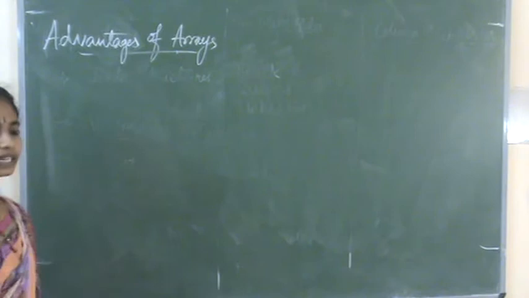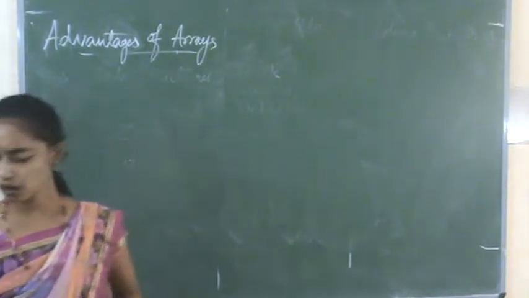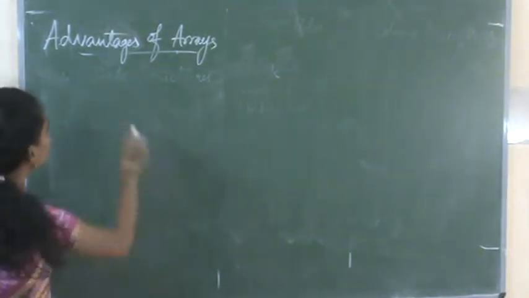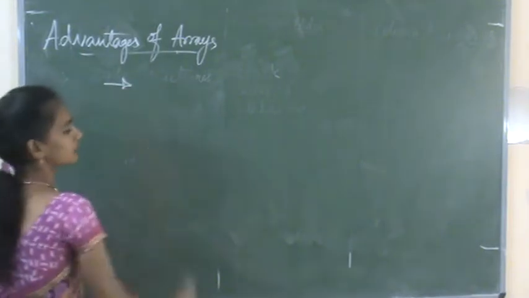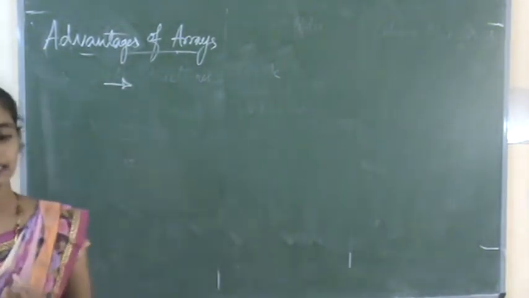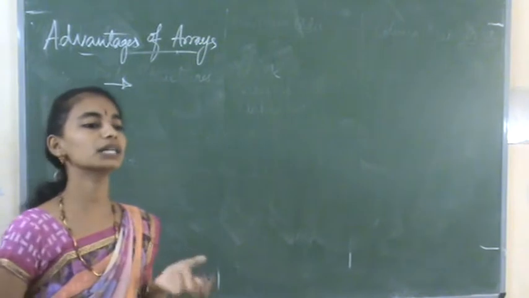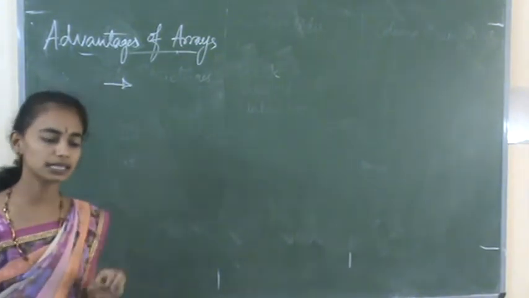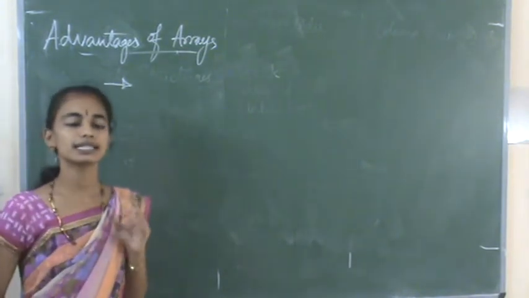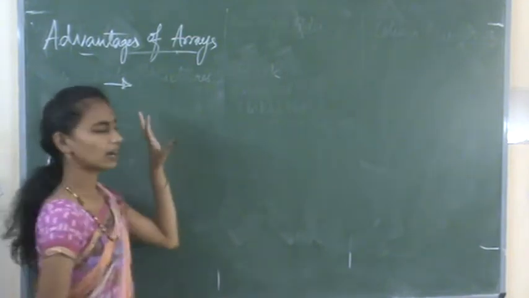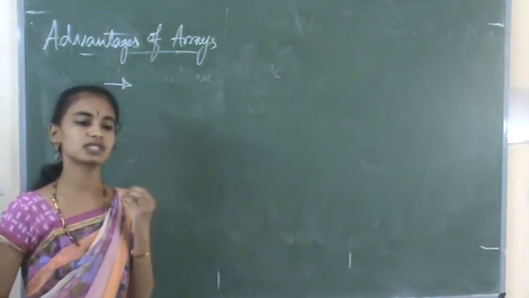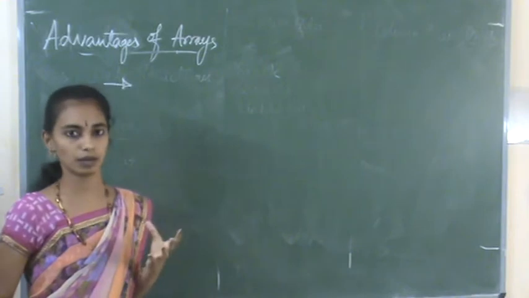So what are the advantages of arrays? The first advantage is that we can represent multiple data items in a single data type and a single name. So what is an array? An array is a collection of similar data items under the same name, right?